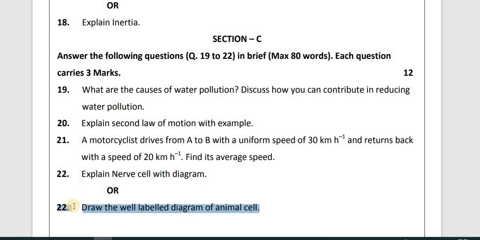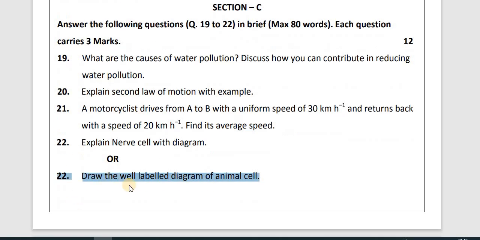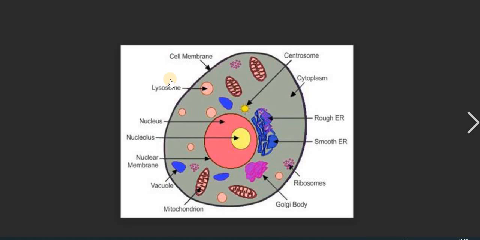Let's see the next question. Draw a well-labeled diagram of the animal cell. Here we have to draw the diagram of the animal cell, and also label all the organelles, all the things present in the animal cell. Let's see the figure. Here you can see this is the figure of the animal cell.